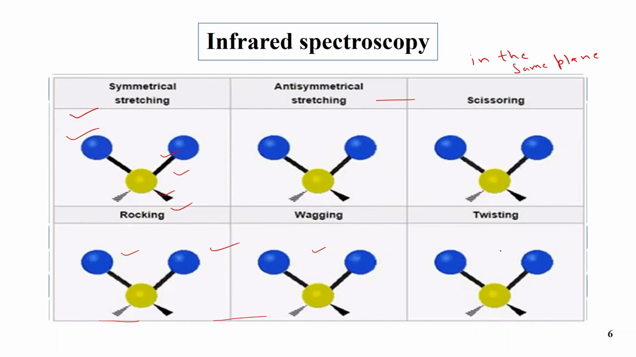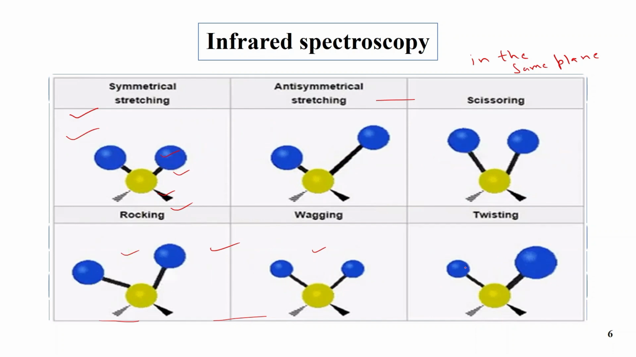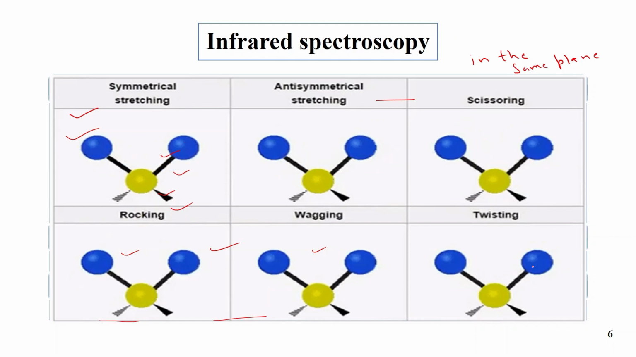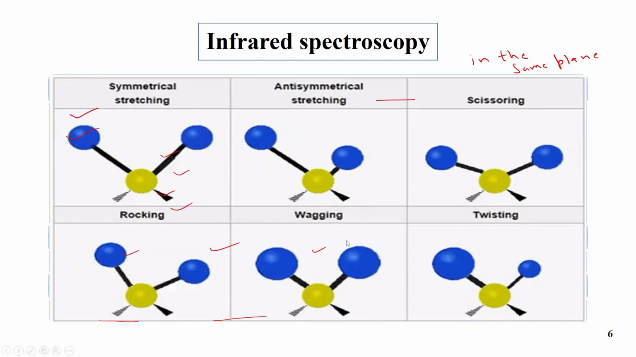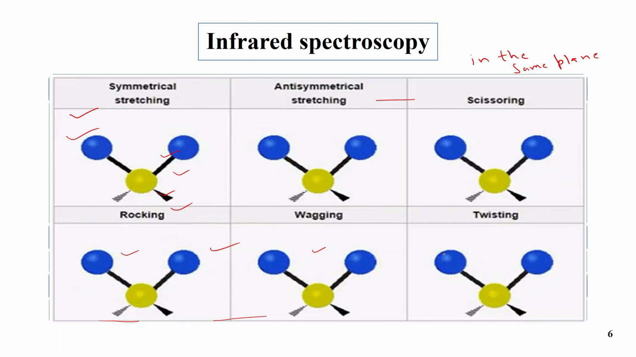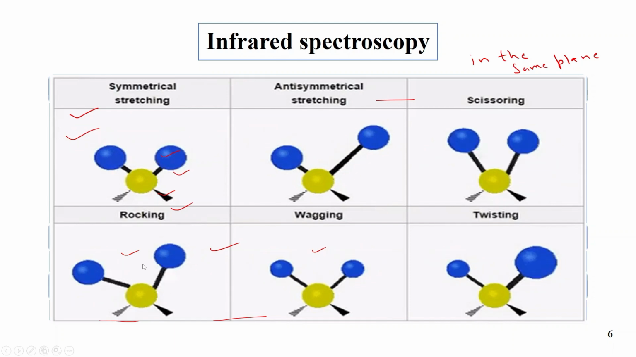Whereas in twisting, here we can see that one atom is coming towards us, and at the same time the other atom is going inside the plane. So both are out of the plane vibrations. Wagging and twisting are out of the plane vibrations, whereas scissoring and rocking are in the same plane vibrations.